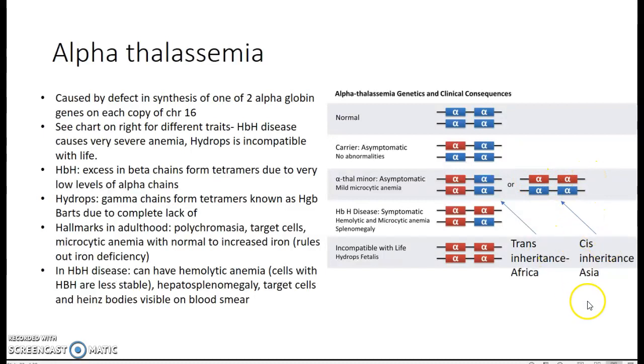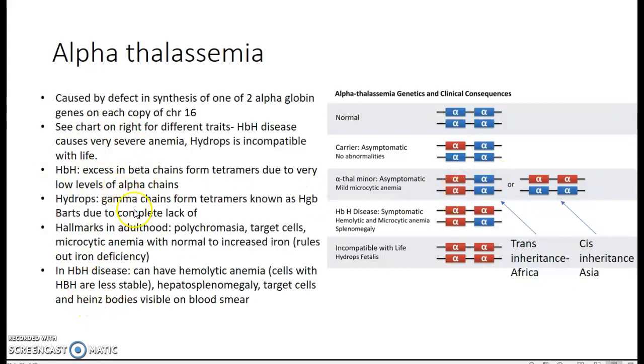So if you think about it, with trans inheritance you're not going to have as severe anemia as you will with the cis, because you could get hydrops with this, right? You could get both mutated copies from each parent in Asia, but you wouldn't really be able to get that in Africa. So here's just a little bit about it, I'm not going to read this whole thing to you.